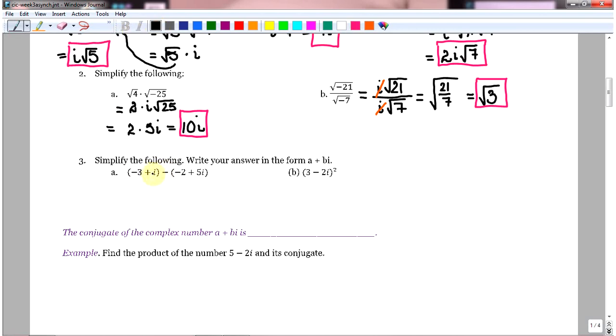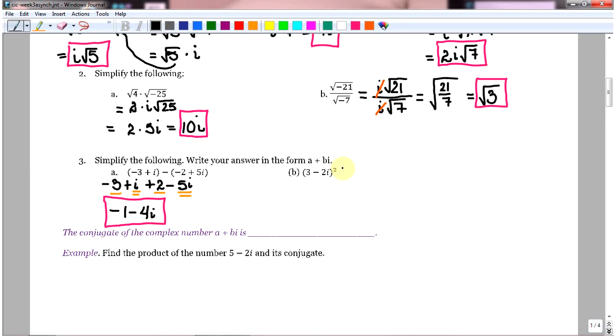All right, so to simplify this, we need to first get rid of our parentheses. There's nothing outside of our first set of parentheses, so we have negative 3 plus i. Now we need to distribute that negative, so we end up with a plus 2 minus 5i. Okay, so now we need to combine our like terms, our numbers, and then the imaginary parts. So negative 3 plus 2 is negative 1. i minus 5i is negative 4i. And that would be our answer. So negative 1 is the real part, negative 4 is the imaginary part.